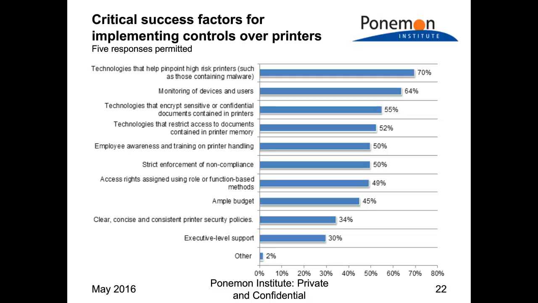Monitoring of devices and users. Number 3, technologies that encrypt sensitive or confidential documents contained in the printers. Number 4, technologies that restrict access to documents contained in printer memory. Number 5, employee awareness and training on printer handling. And strict enforcement of noncompliance, access rights assigned using role or function-based methods, ample budget. You need money to do this too. Clear, concise, and consistent printer security policies, executive level support, and others.